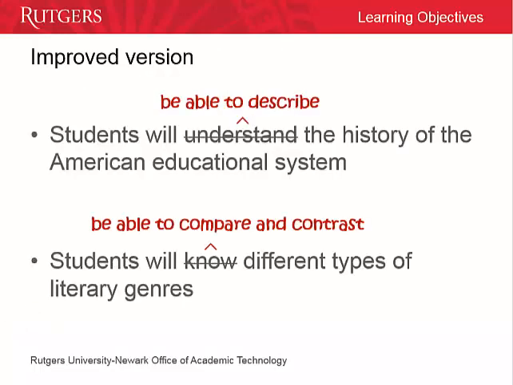So a measurable objective would be, rather than saying understand the history, that students will be able to describe the history, and then they can do that for you in an essay, on a discussion board, in an exam. Also, how about, rather than know the different types of literary genres, students will be able to compare and contrast the different types of literary genres. So that way they can demonstrate how they are able to compare and contrast different types of genres through different types of assessments, written assessments, video, whatever you select.